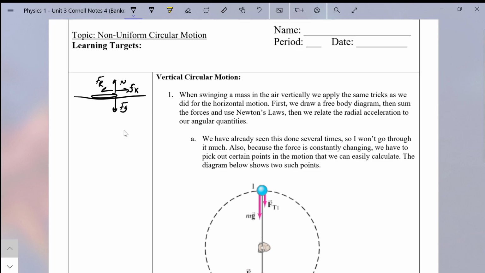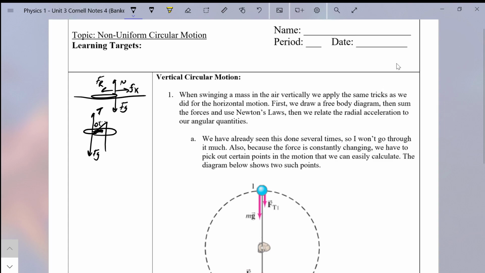We also had this scenario where we were spinning it over our head, and so it was going down at some angle theta below the horizontal, and then it was making this circular rotation. And again, we would have an inward pointing radial force, we would have a gravity force pointed down, and we would have this tension component pointed upwards that would cancel out the gravity component. And then our inward radial force would also be basically the x component of tension.